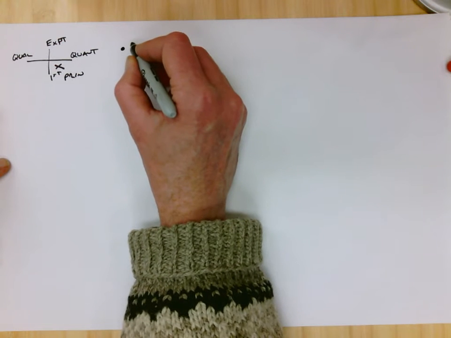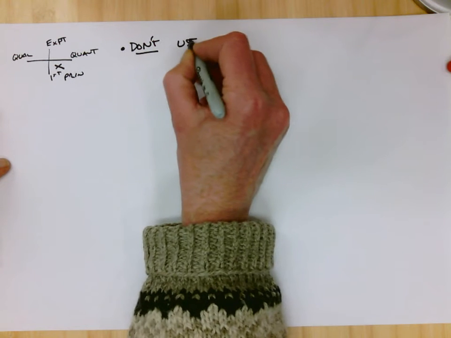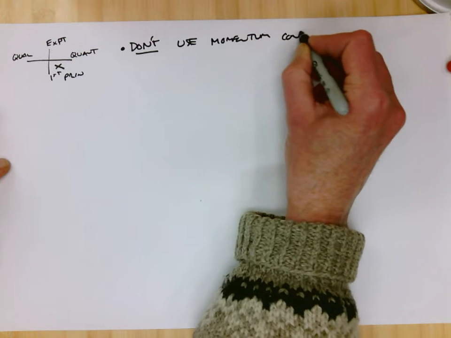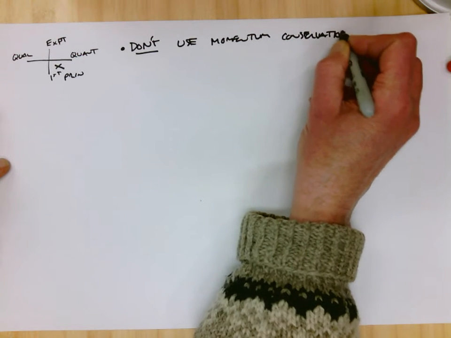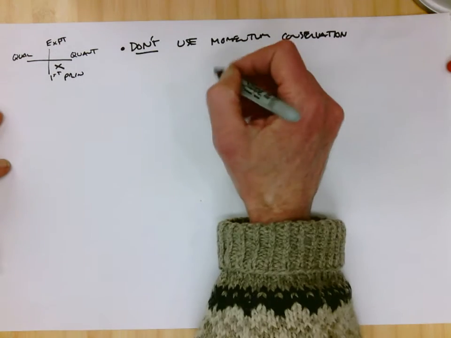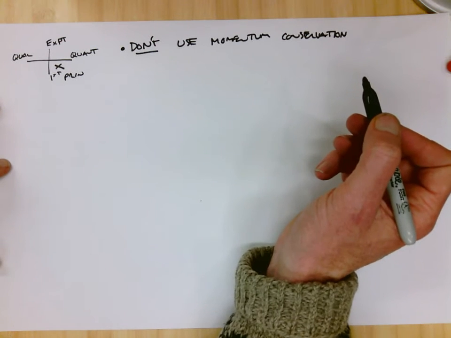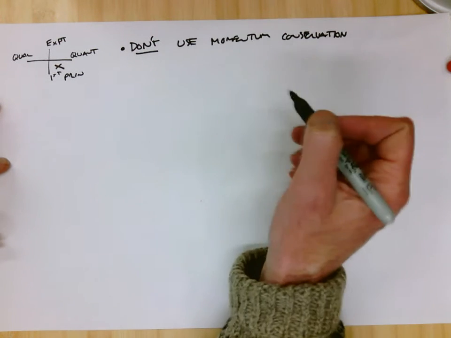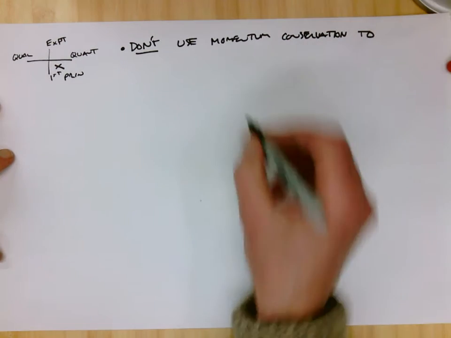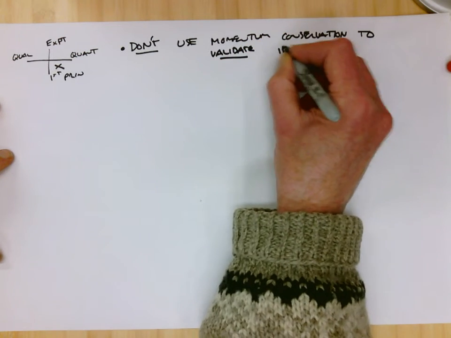The first is don't use momentum conservation. Why not? Well, actually, you should use momentum conservation to come up with your model, right? When you write down F equals ma, you're using momentum conservation. But because you've used momentum conservation to create your model, you probably don't want to use momentum conservation to validate your model. So this is don't use momentum conservation to validate if you started with F equals ma.